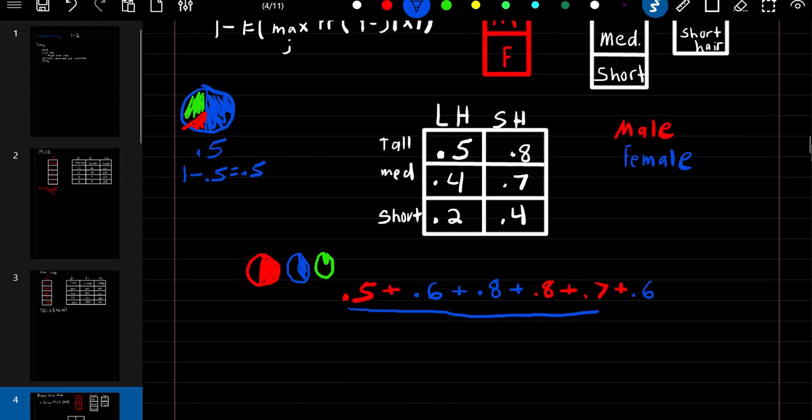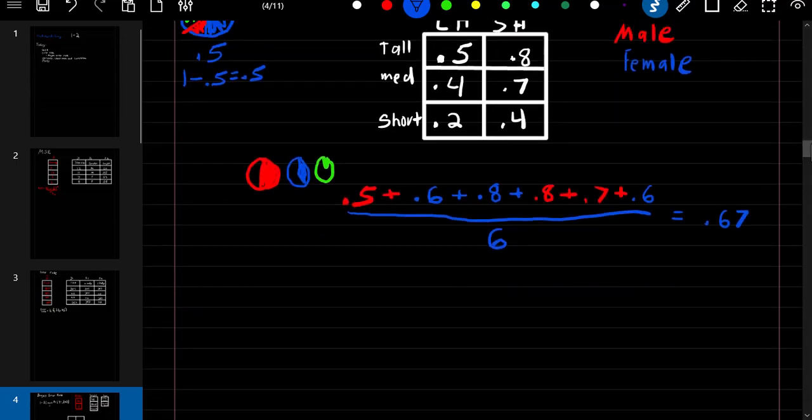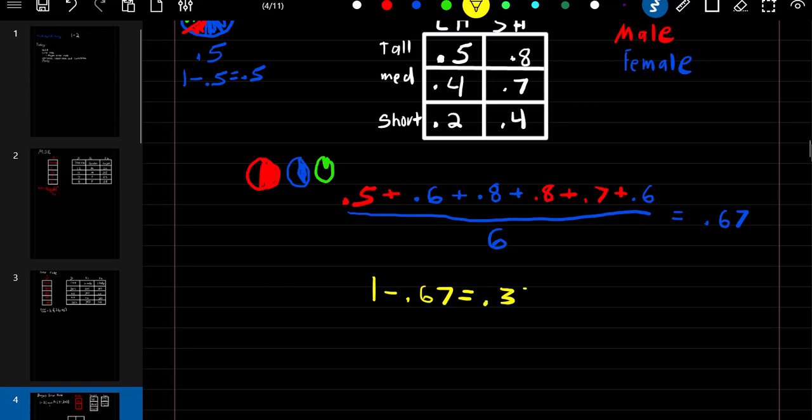And then if we just divide this by the number of boxes, which here is 6, we're going to get a value of 0.67. So this will be the amount of times that we guess correctly, 67% of the time. But we want to find the error rate, or how much we guess incorrectly. So that's just going to be 1 minus 0.67, and we're going to get a value of 0.33, which is our Bayes error rate.